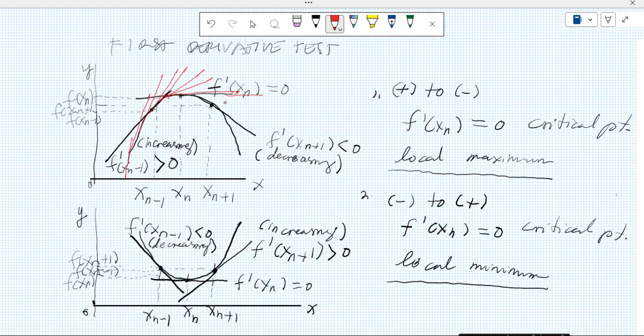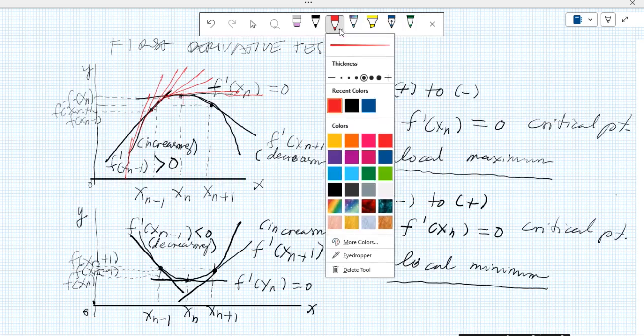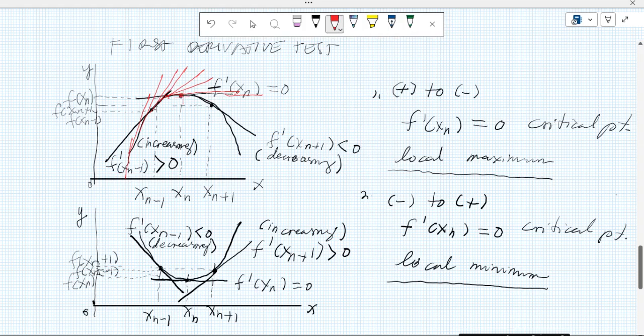Now, in the first derivative test, as you can see, we have a maximum point here. So let me increase the size of my pen. So here we have a relative or local maximum at this point. This corresponds to x_n, and as we see, if we traverse this curve from left to right, there's a transition of the tangent line.